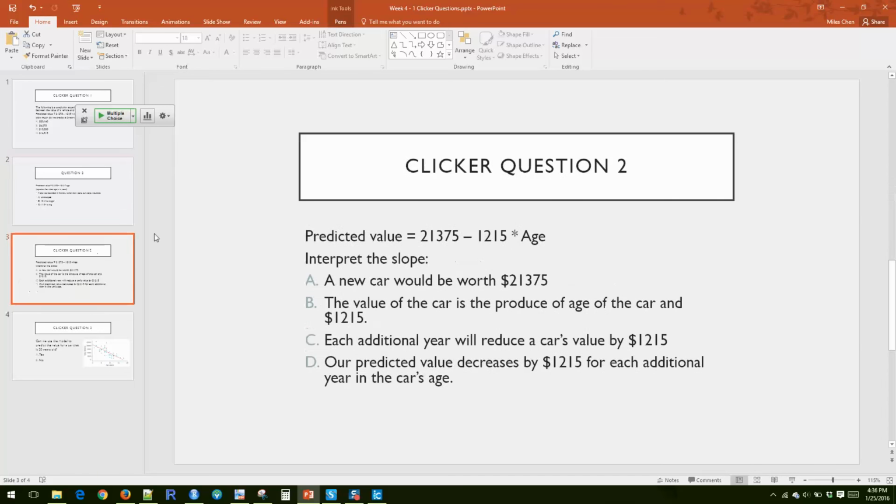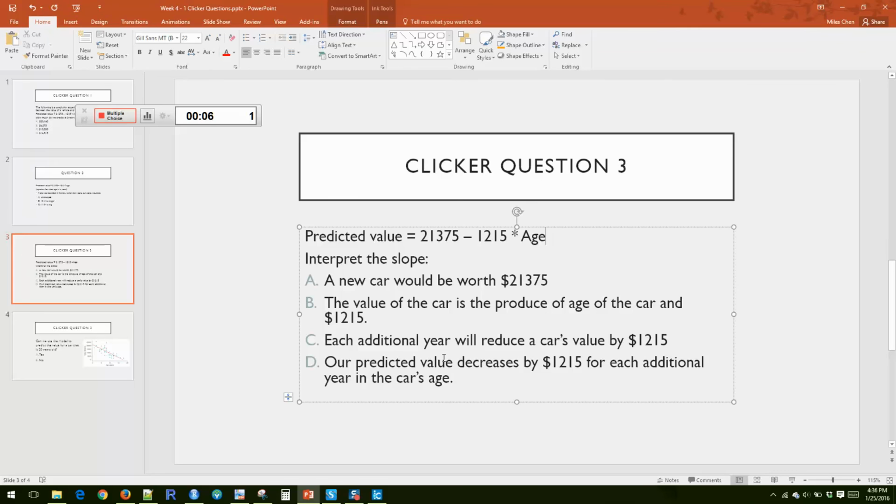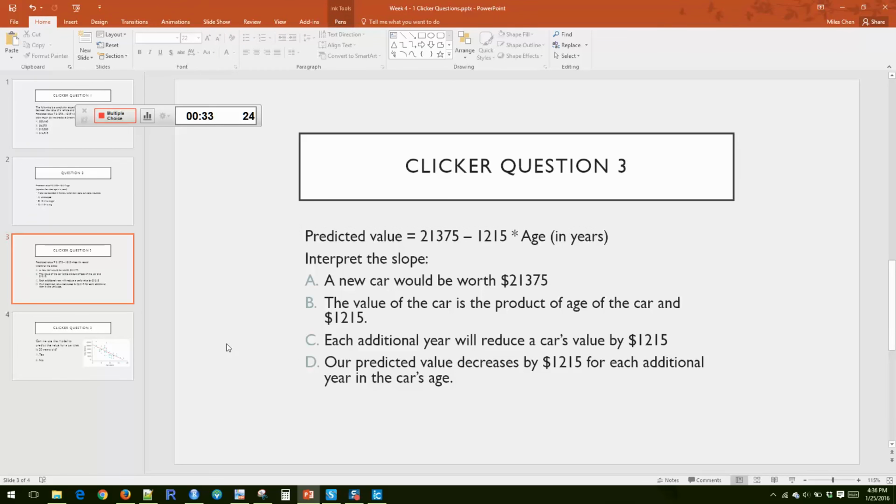Okay, all right, last clicker question in our session here, or for this part. So this is clicker question 3. Here we've got the predicted value, again, with age measured in years. Choose the interpretation of the slope. A new car would be worth $21,375. The value of the car is the product of the age of the car and 1215. Each additional year will reduce the car's value by 1215. Our predicted value decreases by 1215 for each additional year in the car's age.